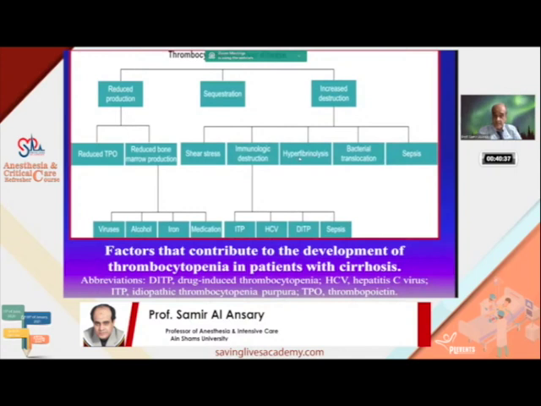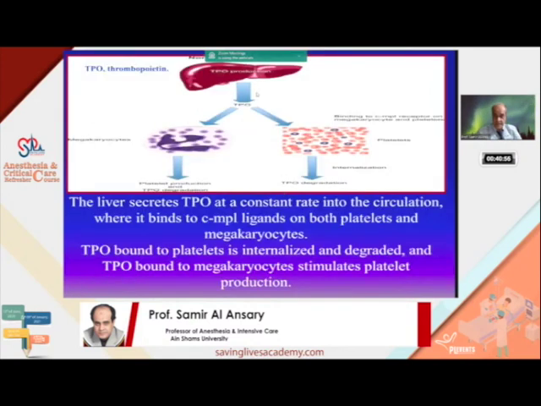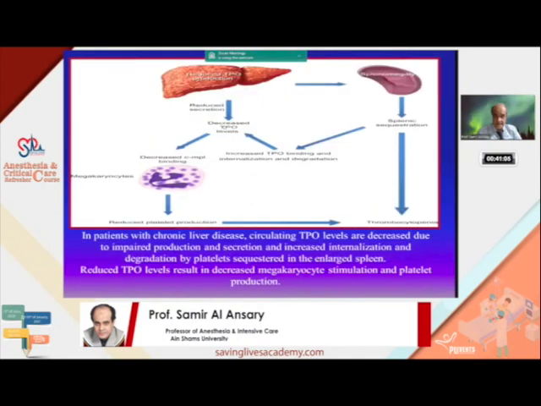Liver disease, don't forget hyperfibrinolysis. I think most of the patients during decompensation need an antifibrinolytic, like tranexamic acid or epsilon aminocaproic acid. And also bacterial translocation is very common in liver disease patients and predisposes to thrombocytopenia. As we see here, the liver secretes thrombopoietin, which regulates the megakaryocyte production of platelets. In liver disease, thrombopoietin is decreased, so megakaryocytes are not stimulated and there is no platelet production, and due to sequestration inside the spleen, the patient suffers from low thrombopoietin and consequently low thrombocytes.